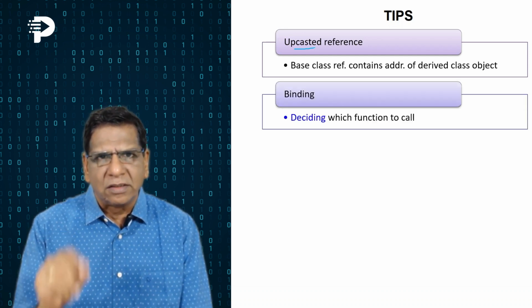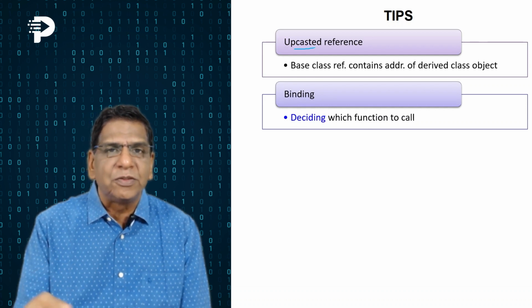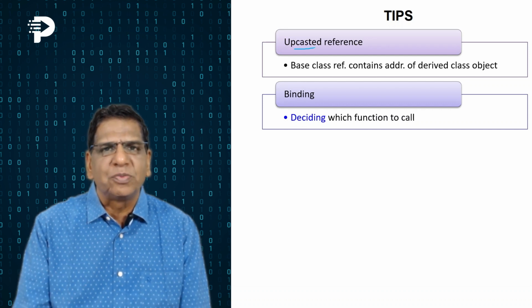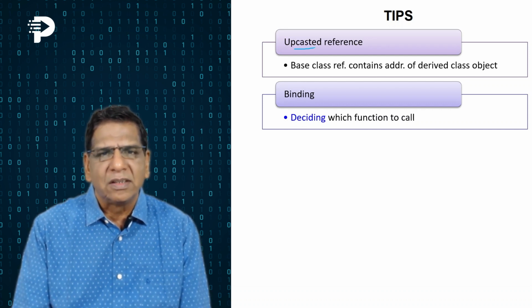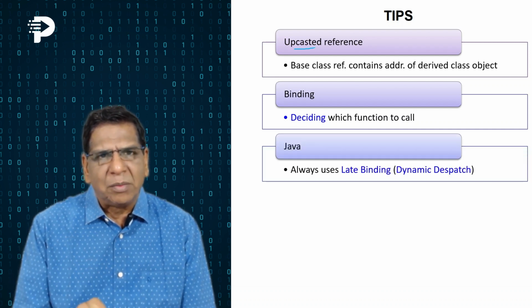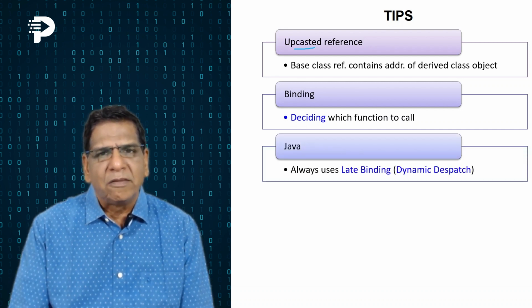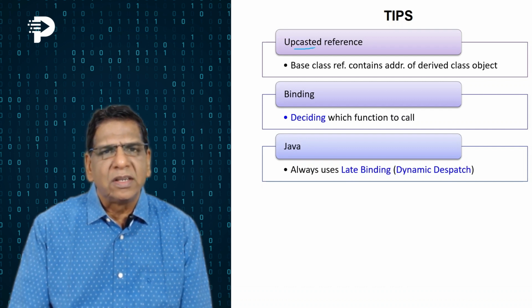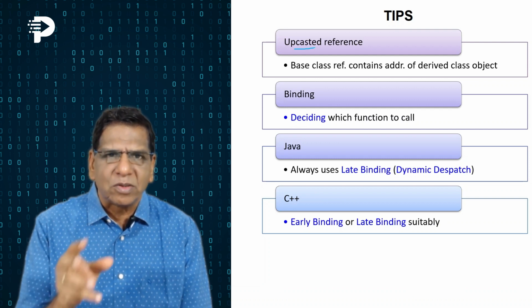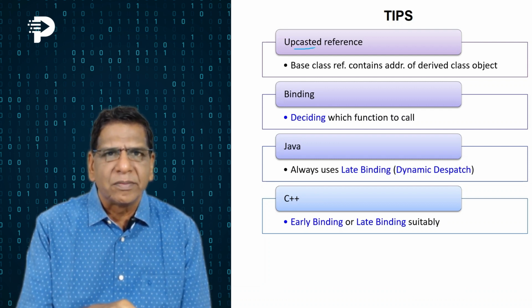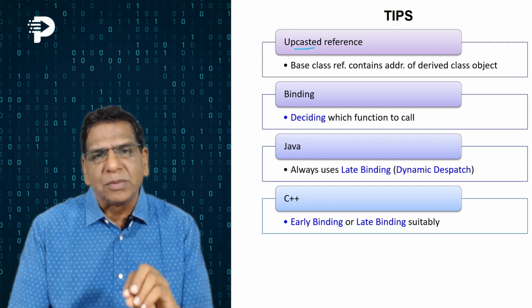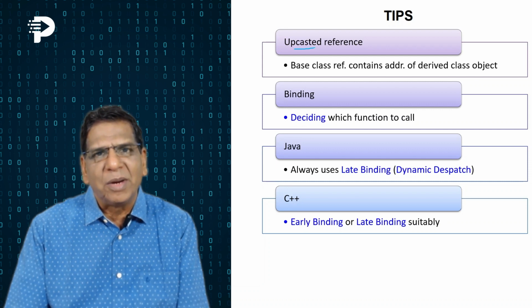Then there is a concept known as binding, which decides which function to call. Either binding or dispatch mechanism, that's one and the same thing. In Java, this binding is always done dynamically, that is at runtime, whereas in C++, you can also do it statically, that is at compile time. That is why C++ also offers you early binding apart from late binding. Now the question comes as to why Java doesn't let you do early binding.